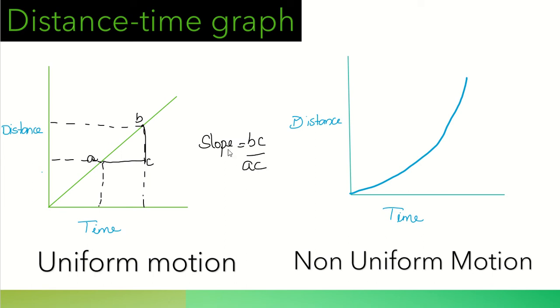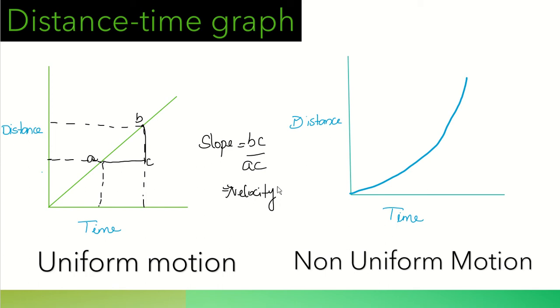How do you find BC? It is the value corresponding to distance at position B minus the marking on the graph at position C. Similarly, for time, it is the reading on the time axis at position C minus the reading at position A. So slope is equal to BC by AC. That will give you the velocity of the object.